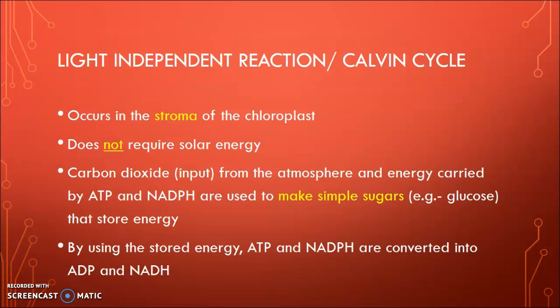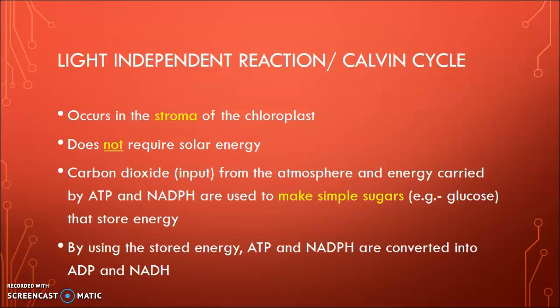This reaction, the Calvin cycle, occurs in the stroma of the chloroplast. Remember, the stroma is kind of like the cytoplasm of the chloroplast. It's this liquid, fluid substance inside of the chloroplast. This one does not require any solar energy. However, that doesn't mean that it doesn't use solar energy. You have to have the light-dependent reaction happen before this can occur. Otherwise, you have no energy for it to work.